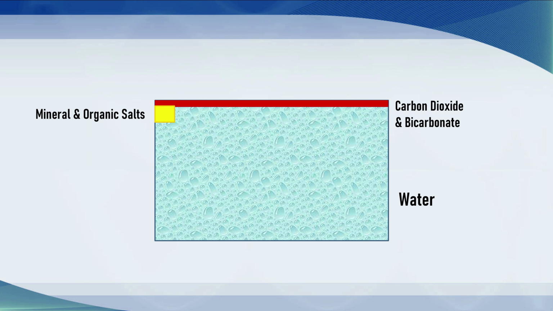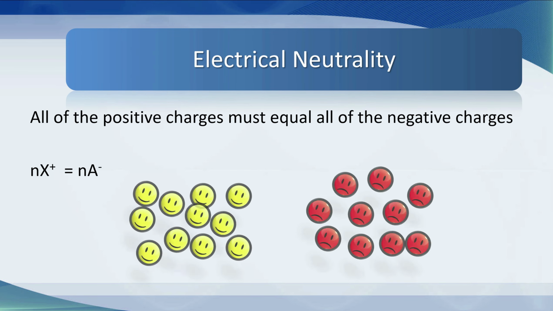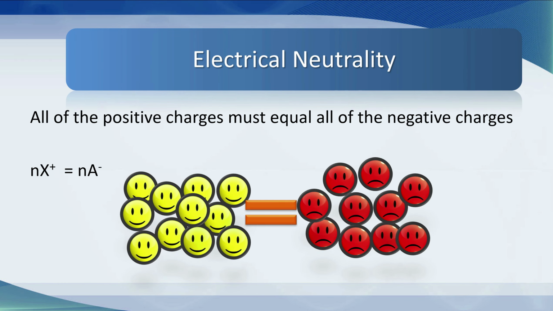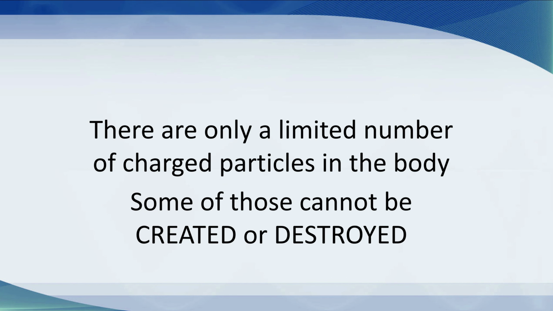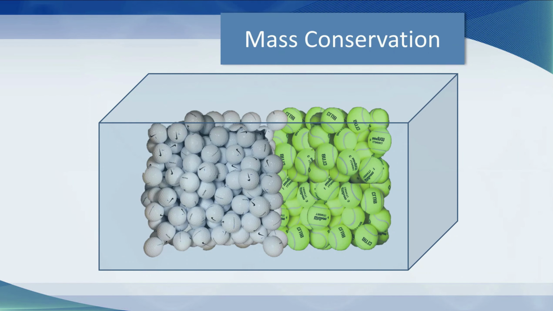It's essential to understand that the supply of hydrogen ions in that water is unlimited. One of the major rules and laws of the universe is that electrical neutrality must always hold. All of the positive charges must equal all of the negative charges. And there are only a limited number of charged particles in the body, and some of them cannot be created or destroyed, and that is known as the law of mass conservation. In this particular illustration, I've put a load of things into a container of water. Take the white items, the golf balls, as being positively charged and the green tennis balls as being negatively charged.